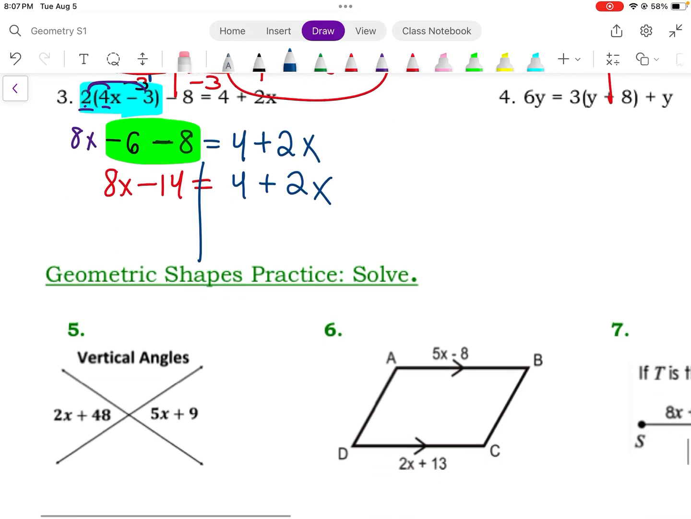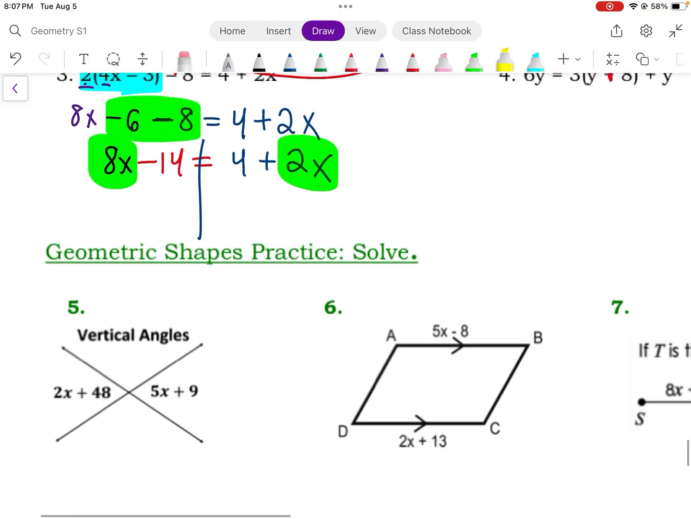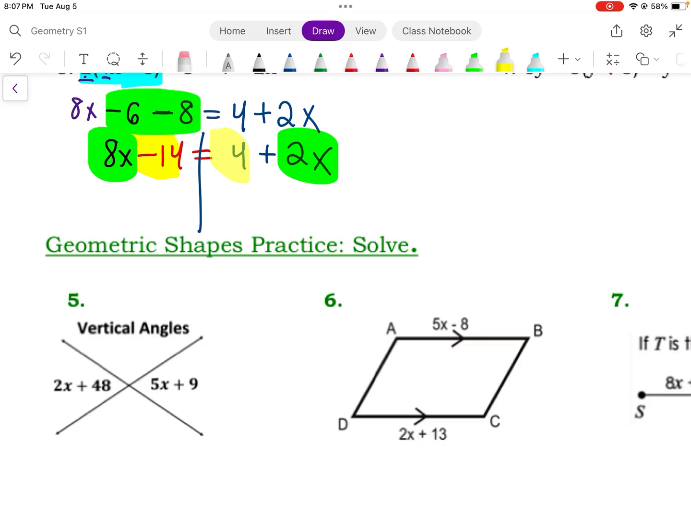So I have my variables. What are my variables? 8x and 2x. They have our friends with them. They have that letter with them, also known as a variable. And then now my constants, which are just my numbers on their own.